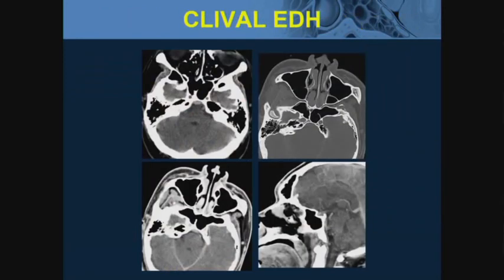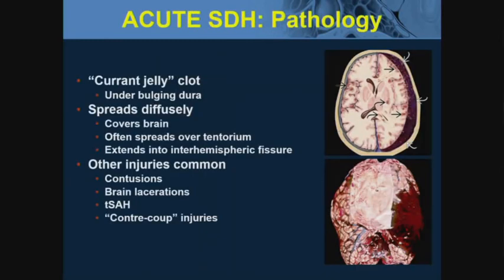And finally, clival epidural hematomas in patients with complex skull-base fractures. You may be able to see them like this, but they too are anatomically limited because the dura of the clivus is tightly attached to it, and it's never going to get much bigger than it is at the moment that you scan it. Now, what's new with subdural hematomas?